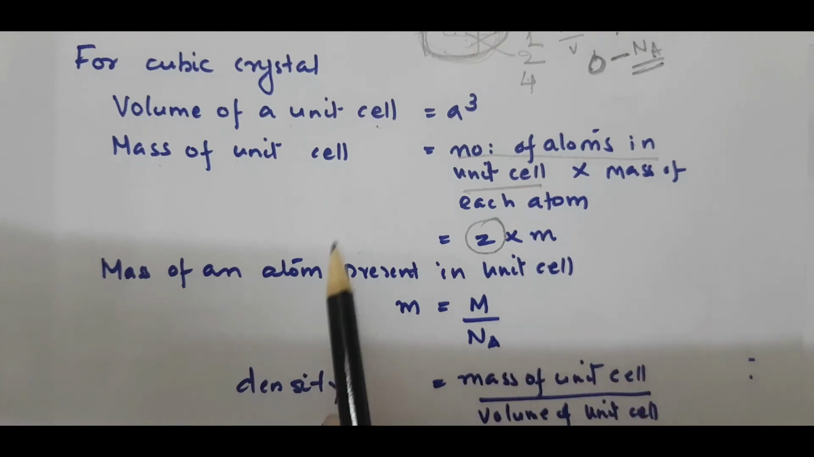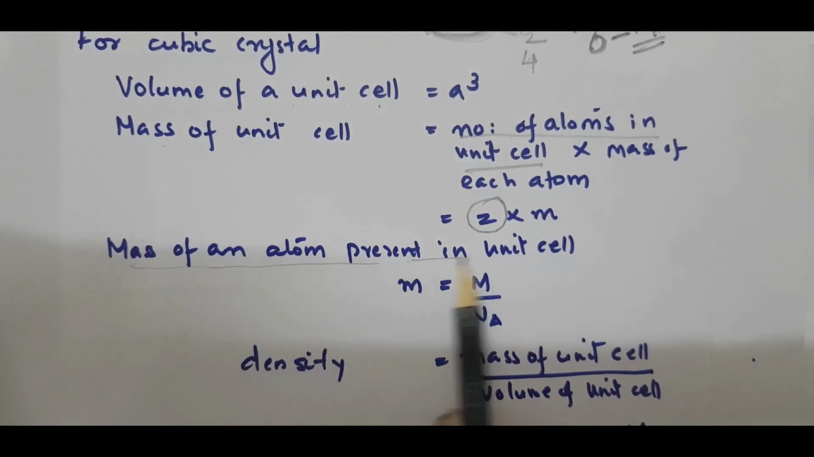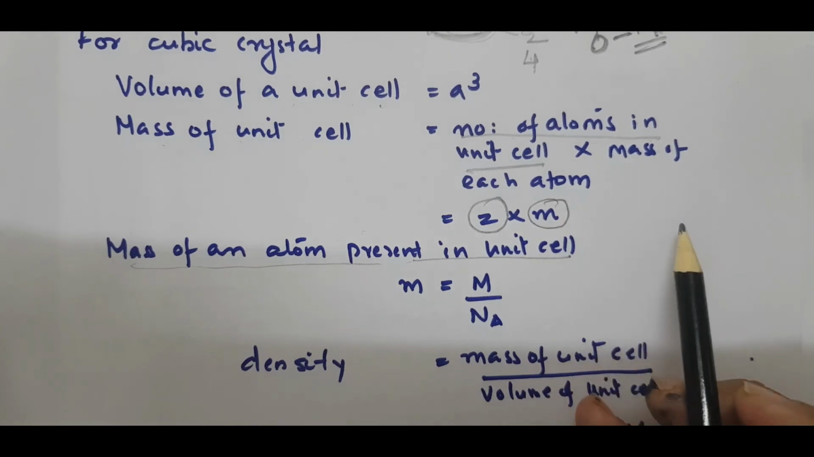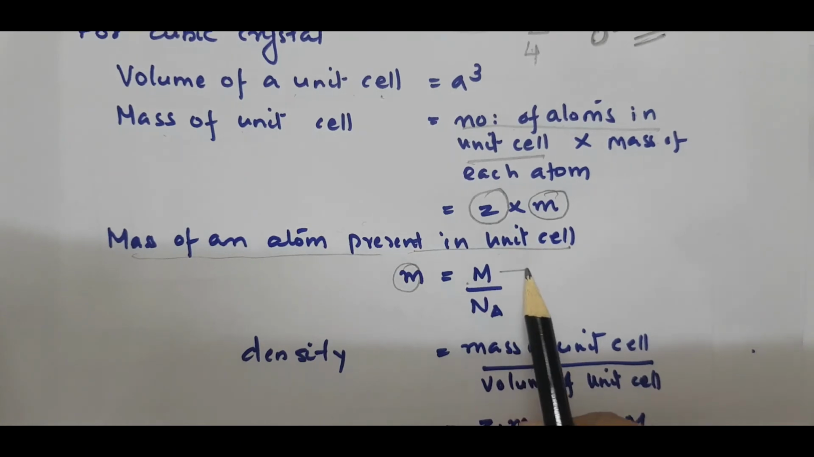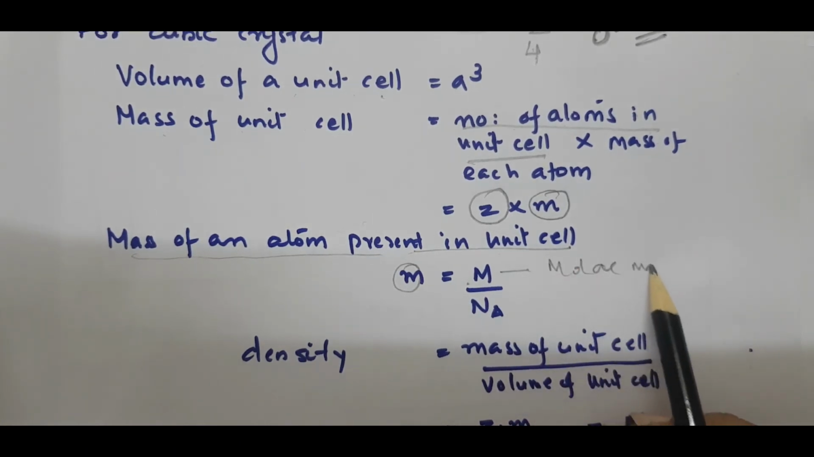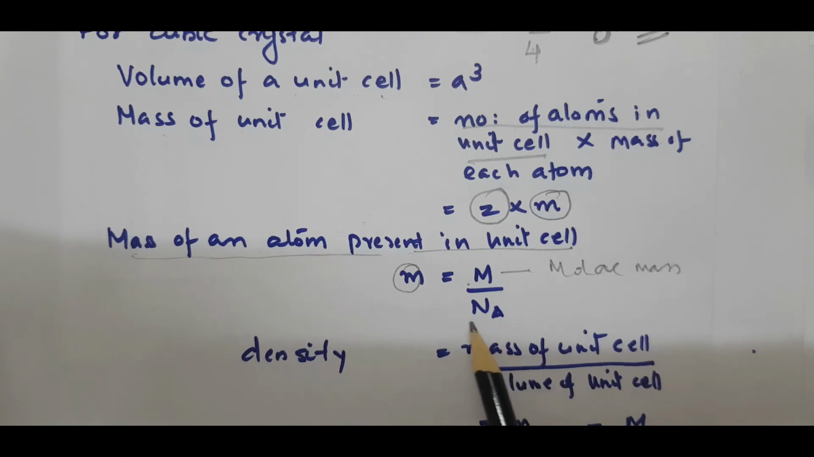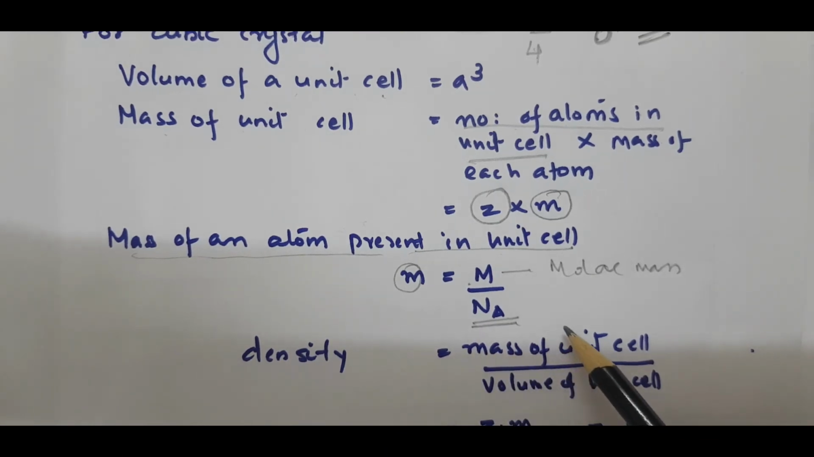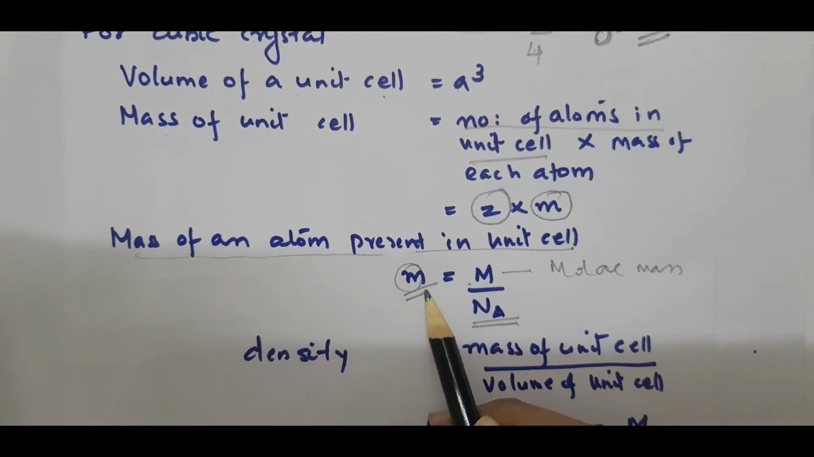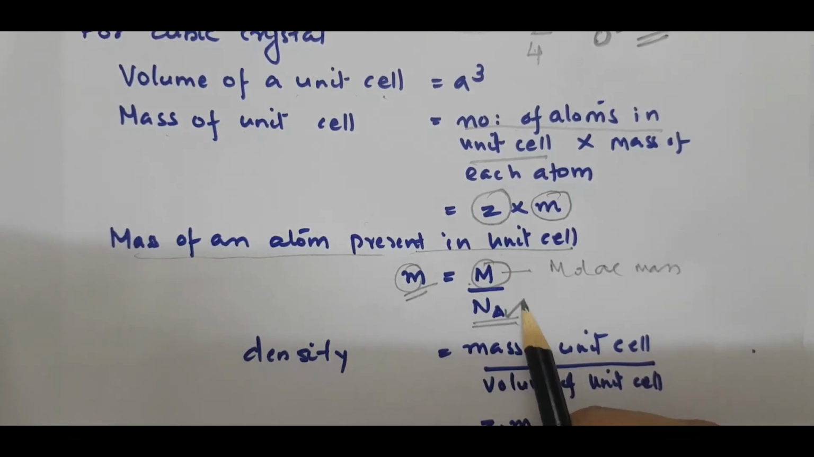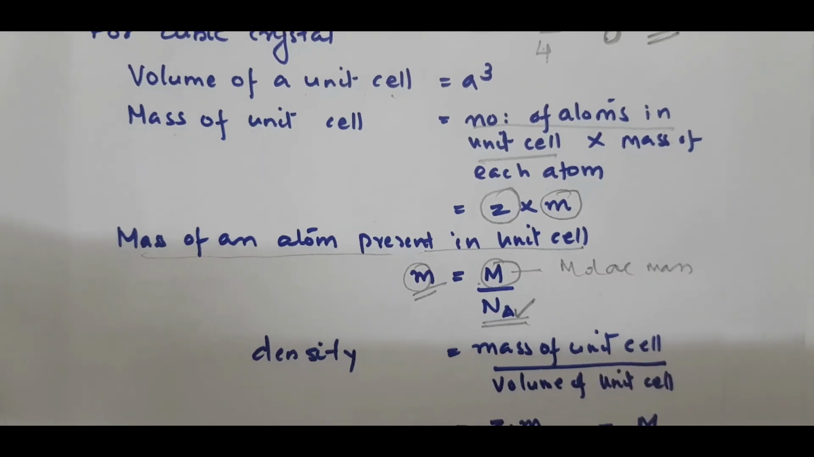Clear? Okay. Now how will you calculate the mass of an atom present in a unit cell? That is represented by small m. Small m is equal to capital M, the molar mass, divided by the Avogadro number. That is what I said, that you can determine the mass of a single atom, which gives an accurate method for the determination of the Avogadro constant. If you know the mass of a single atom and the molar mass, you can calculate the Avogadro number, and you know it's a constant, 6.02 times 10 to the power 23.